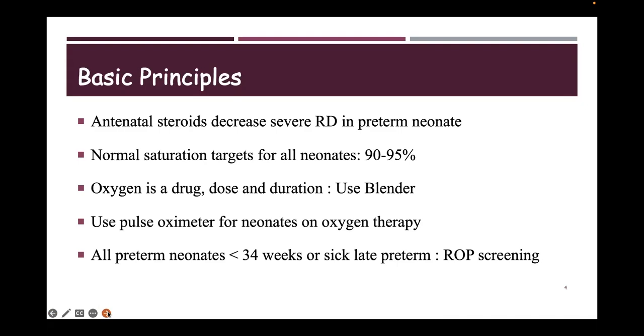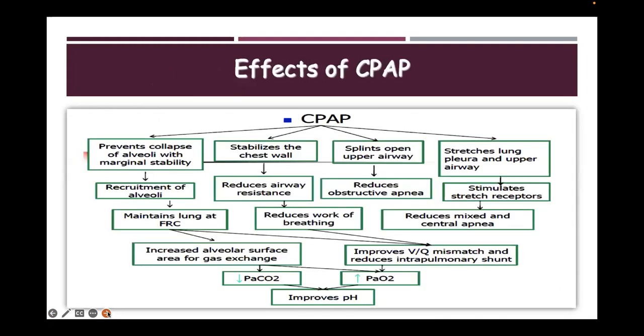The basic principles which we should consider while managing babies with respiratory distress is that all mothers who are going to deliver before 34 weeks should receive antenatal corticosteroids. All babies on oxygen should have a pulse oximeter attached to the right upper hand. They should be given oxygen only with the use of blender, and all preterm babies should be screened for ROP. Coming to the main topic, how does the CPAP act?